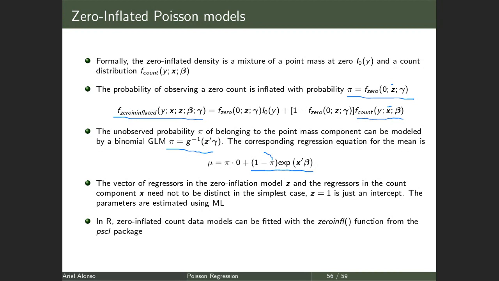And in the simplest case, you just model this probability that the individual will belong to the zero group just with an intercept. You don't use any covariates, so you use z equal to 1. And that is also a possibility.